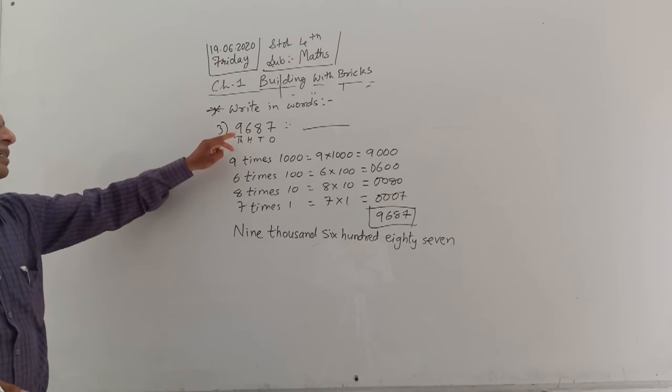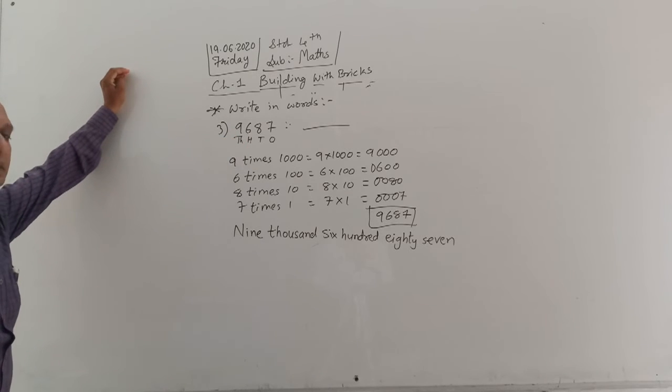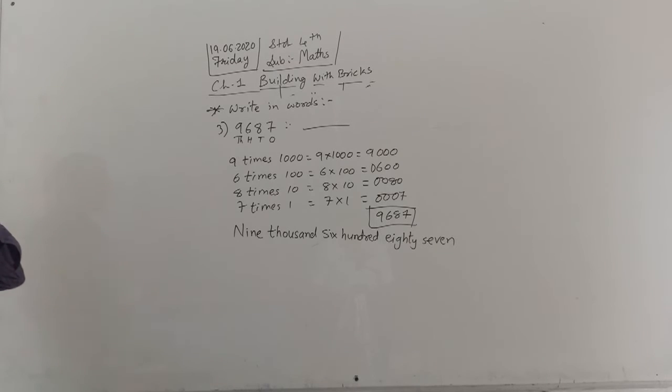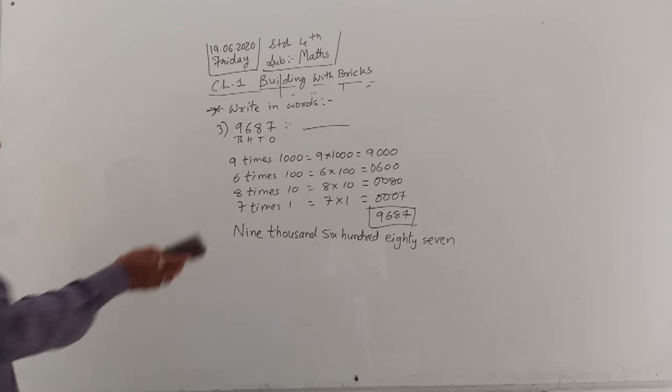9 is at thousands place, 6 is at 100 place, 8 is at tens place and 7 is at ones place. So 9 times 1000, that is 9,000. 6 times 100, that is 600. 8 times 10, that is 80. And 7 times 1, that is 7. So 9,687. Understand? Okay. Another one, last one.